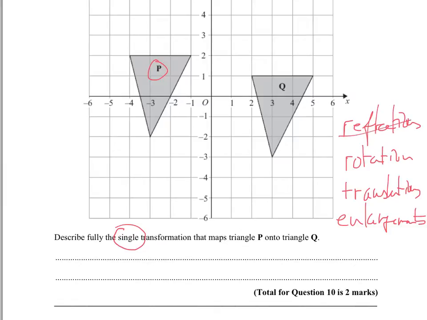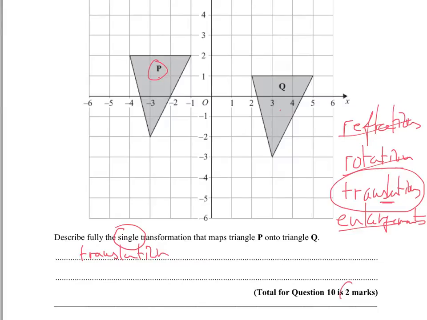Well, we said it's not a reflection, it's not a rotation. Shape Q and shape P are exactly the same size, so it's not an enlargement. So that leaves us with a translation. And a translation, if you remember, T for translation and S for slide. So it's a slide from triangle P onto triangle Q. So we need to say it's a translation.